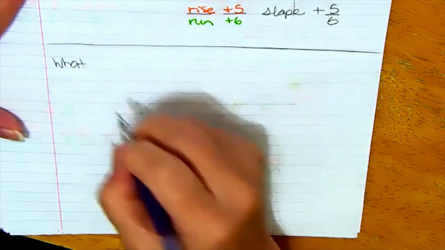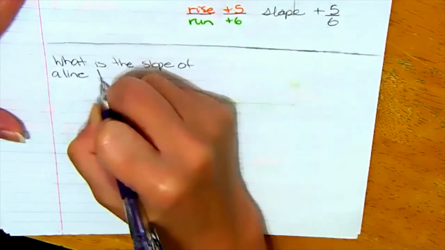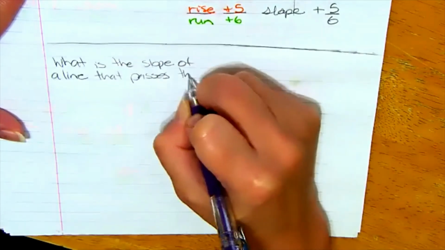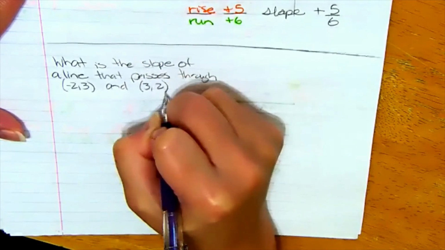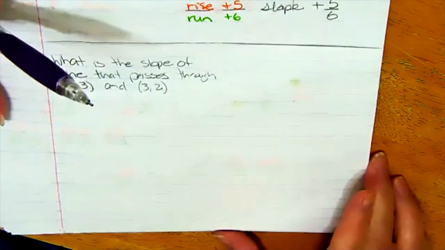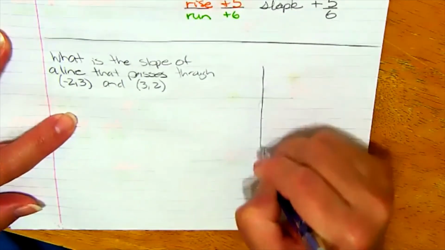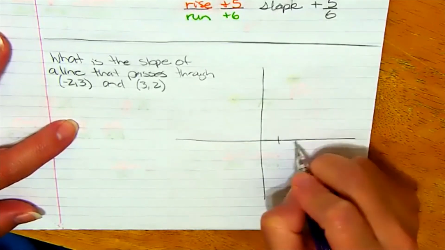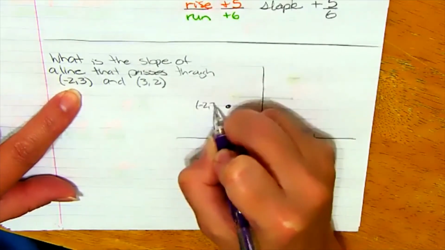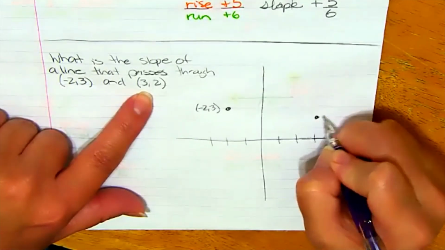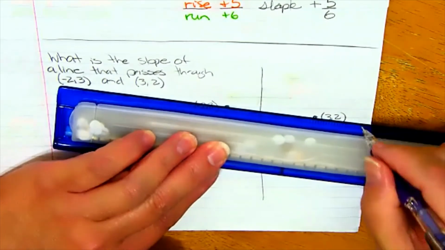Okay, the question is, what is the slope of a line that passes through the points (-2, 3) and (3, 2)? What is the slope of a line that passes through -2, 3 and 3, 2? So the first way of solving this would be to graph it. -2, 3, and 3, 2. I'm glad they're using small numbers because it makes it easier to graph.